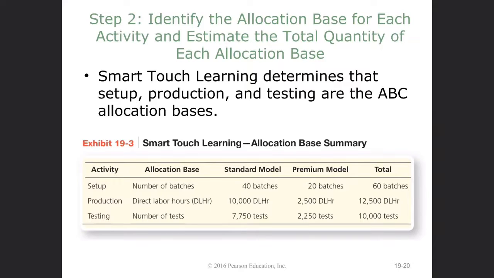And we do the same thing for production and testing. For production, we're using direct labor hours. We had 10,000 direct labor hours for standard, 2,500 for premium. So our total is 12,500 direct labor hours. For testing, we're using the number of tests. Our standard model had 7,750 tests. Our premium model had 2,250 tests. So we have a total of 10,000 tests for our testing allocation base.